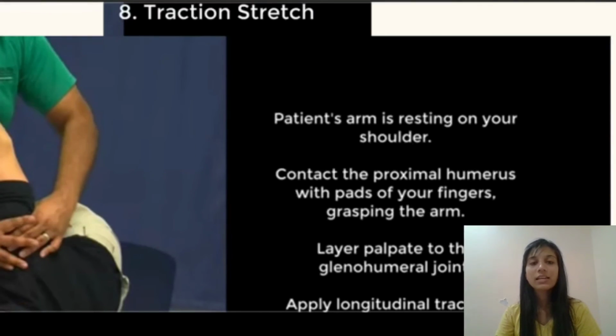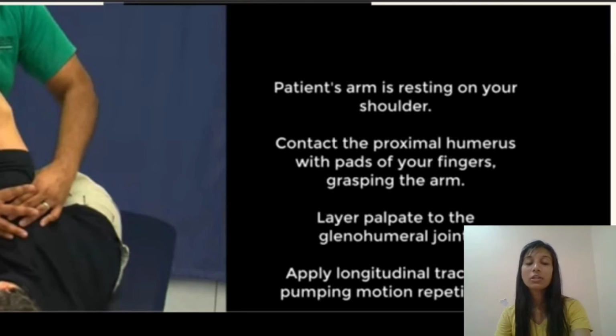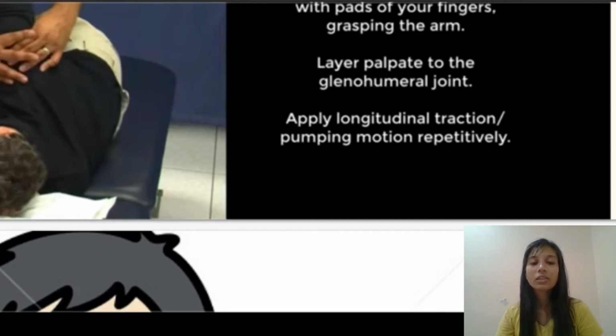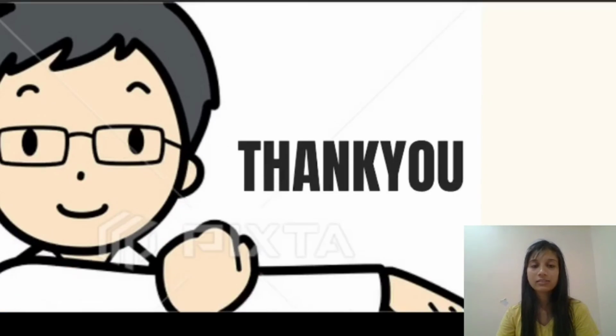The last one is the traction stretch. Patient's arm is resting on your shoulder. Contact the proximal humerus. You can palpate the proximal humerus with the pads of your fingertips, grasping the arm. Palpate toward the glenohumeral joint. Apply longitudinal traction with a pumping motion repetitively. So this is all about the Spencer technique.